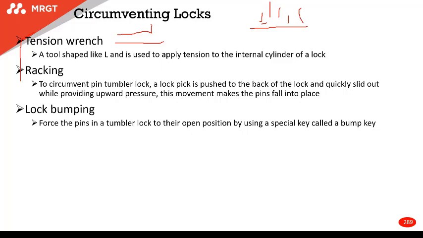The second thing is raking. Raking is a wire type of tool, and when you enter it inside the cylindrical lock system, or any lock system, and immediately pull it out, it puts the pins in a proper position. So you won't have to try it out by yourself. Lock bumping works the same way, but the tool is a little bit different for that.